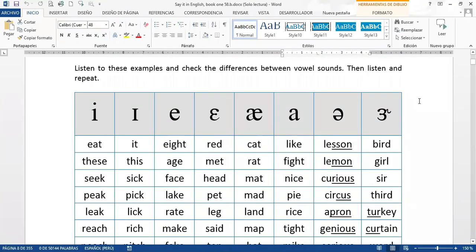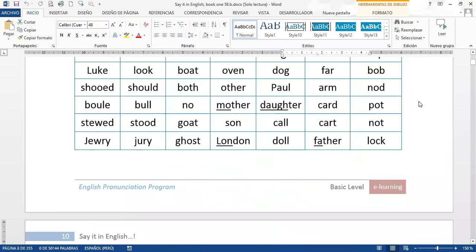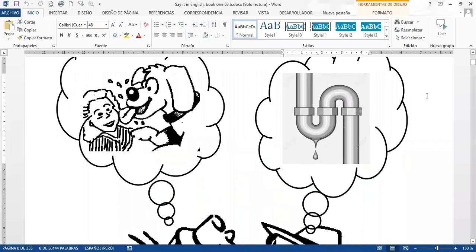Okay, so these are the vowel sounds of English. So notice they are a lot. How many vowel sounds do we have in Spanish? We have just 5 vowels. But in English, we have 15 vowel sounds.